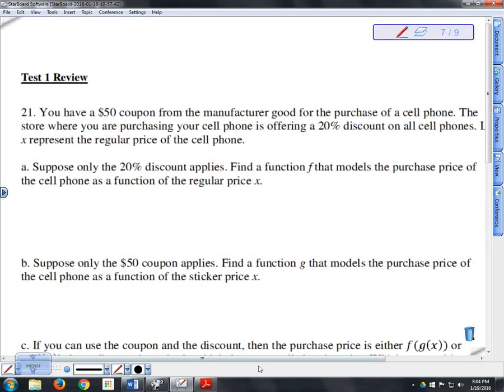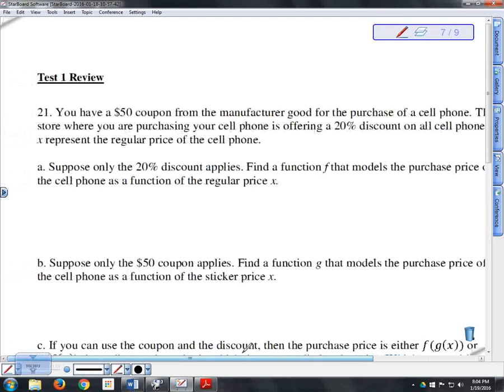Okay, we have a $50 coupon, but it's also offering a 20% discount on cell phones. And x represents the regular price of the cell phone. So this actually does happen, and it depends on how the discounts are applied, whether or not you get a good deal or a deal that's in the store's favor. And that's the point of this problem.